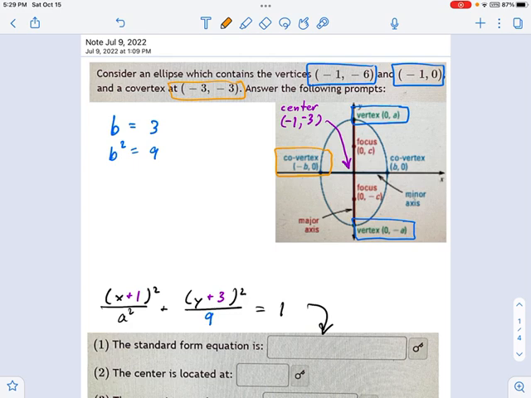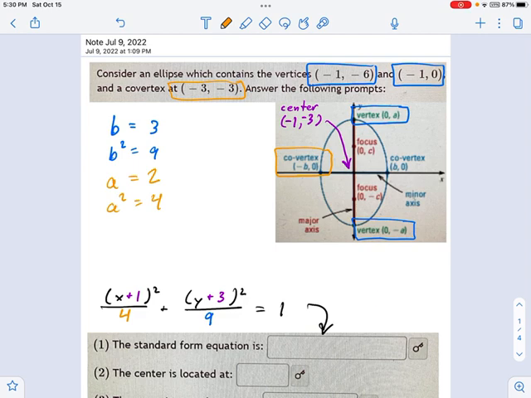No, that goes 2 to the left, right? From -3 to -1, we get 2 to the left. So that's a distance of 2. And therefore, a squared equals 4. So we remove our a squared and we replace that with the number 4. And now we have our standard form equation. So we've got this first one checked off here.